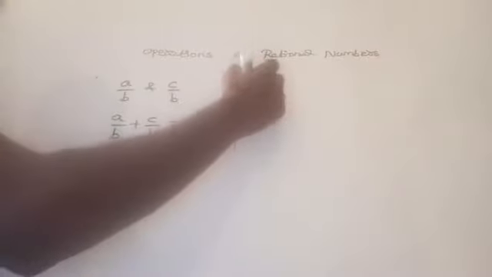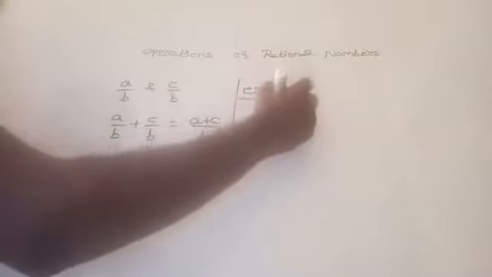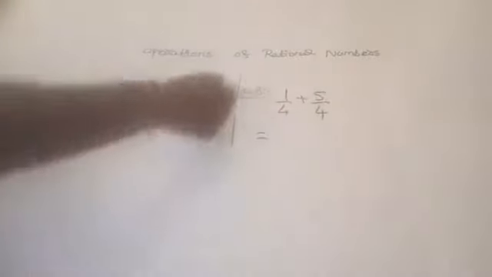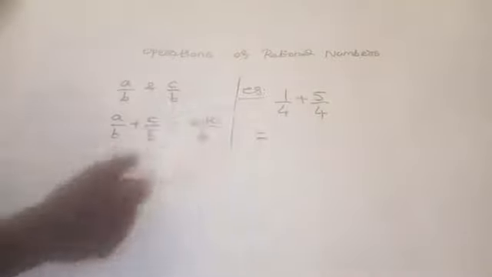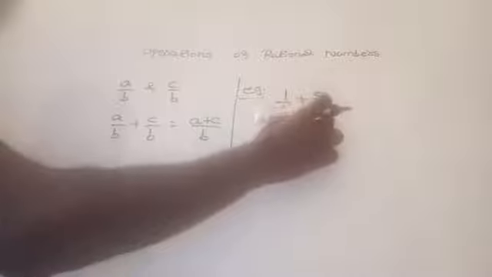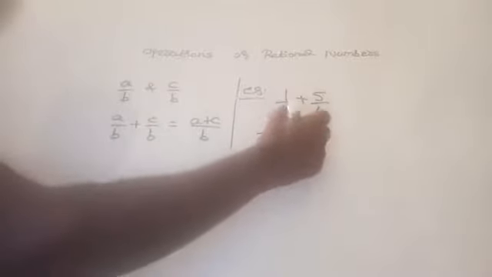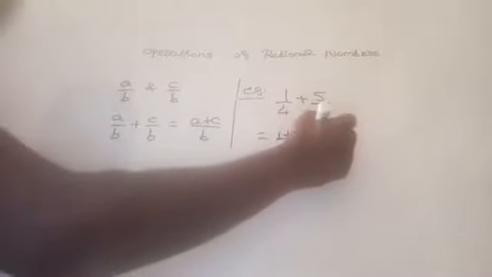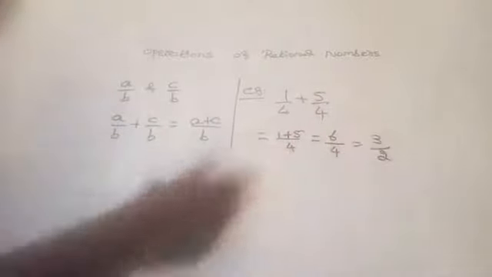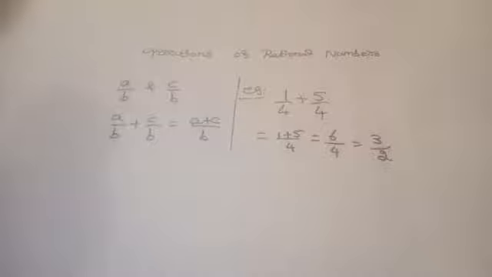For example, 1 by 4 plus 5 by 4. These are two rational numbers, in the form of p by q, where q is not equal to 0 and both p and q are integers. Here we have the same denominator, so we can just add the numerators. So 1 plus 5 by 4 is equal to 6 by 4, which is equal to 3 by 2. Are you getting it?